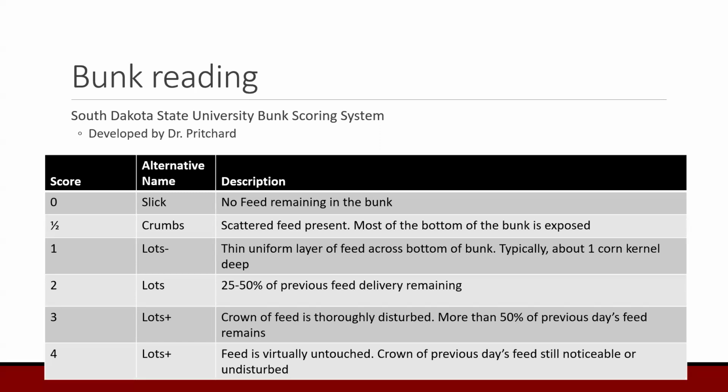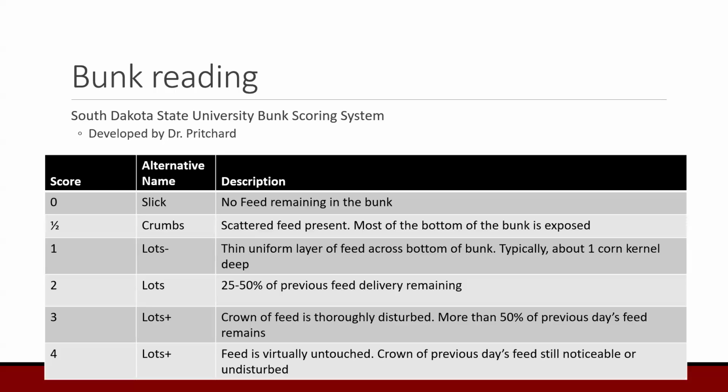Their recommendation is you go and you physically look at the bunks. Maybe you're riding in a truck, and you're recording a bunk score for every bunk in the feed yard. These scores are either zero, which means they're slick, there's no feed left in the bottom of the bunk. Half, some people may call these crumbs. So that would be a scattered feed present.